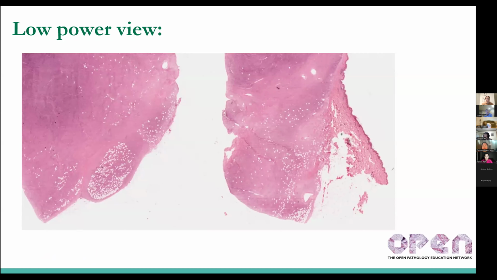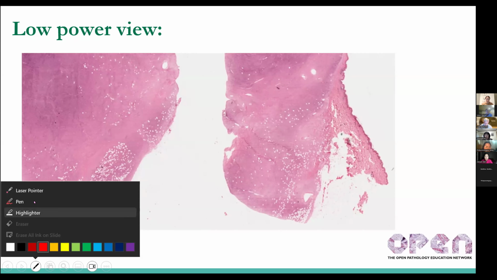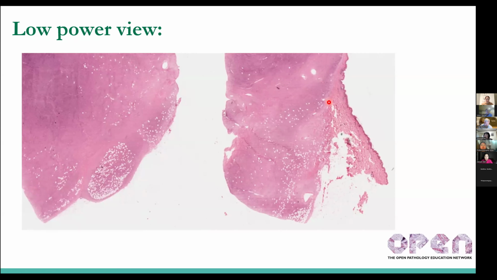So we'll start with some low power view pictures. You can see that there is certainly a lesion. Sorry, I'm just going to use the laser pointer. Okay, so we certainly see a lesion there that is almost completely replacing the dermis and infiltrating the subcutaneous fat, which we'll take a closer look at.